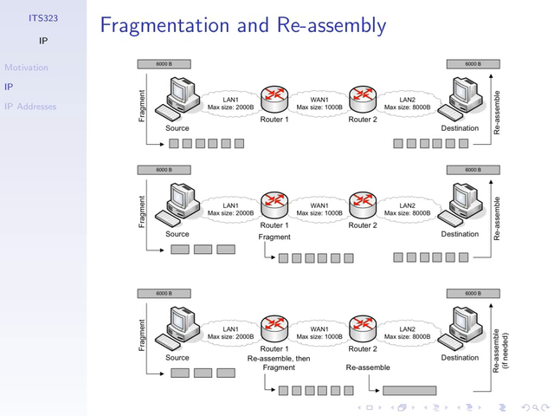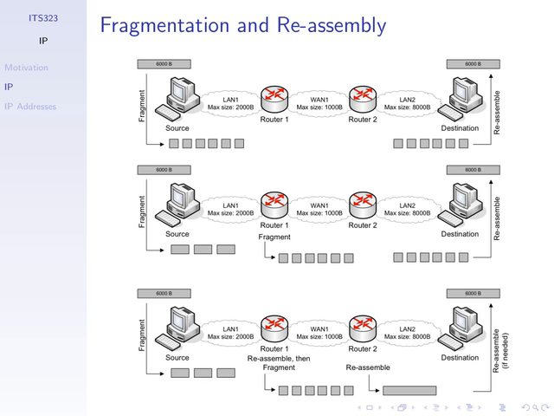The last subnet allows 8,000 bytes. We only have 1,000 byte fragments. Send them all. The destination will receive those 6 1,000 byte fragments and reassemble. Put them back together, and we get the original 6,000 bytes of data. So this is an example of fragment only at the source, reassemble only at the destination.